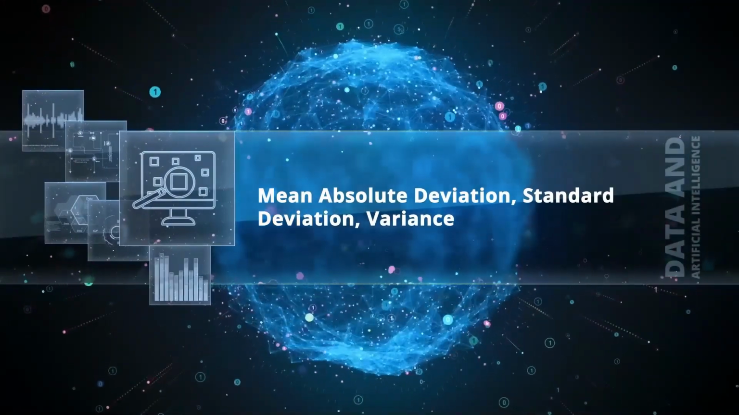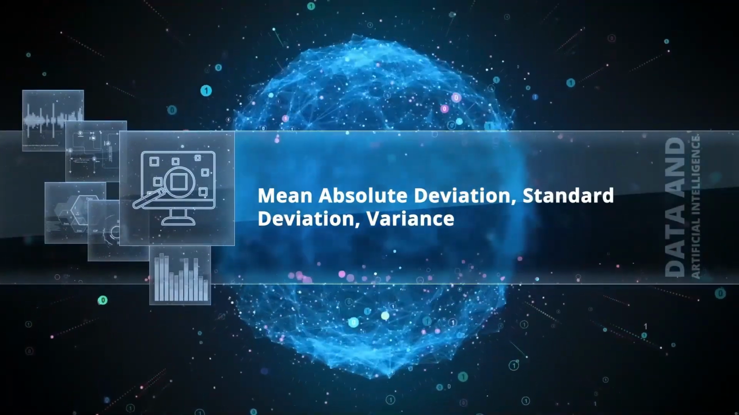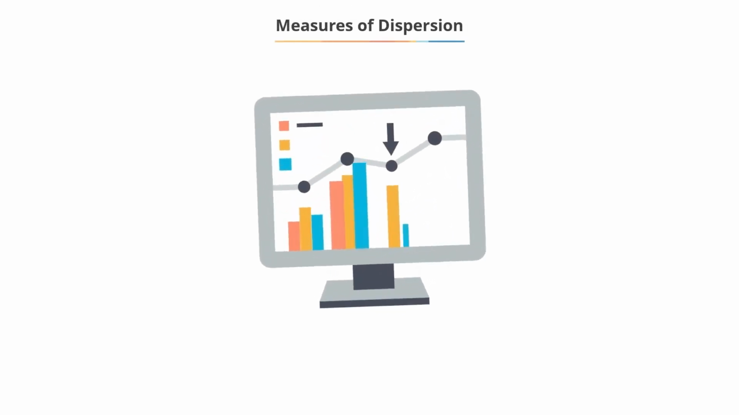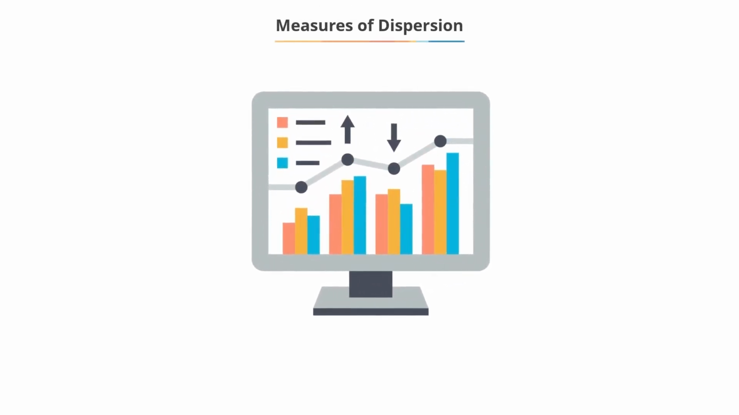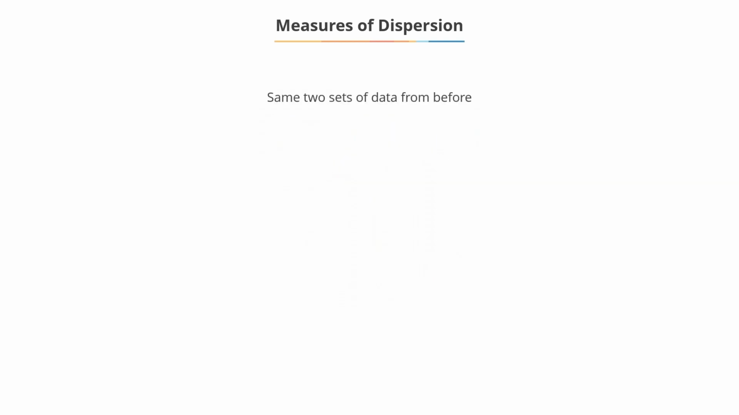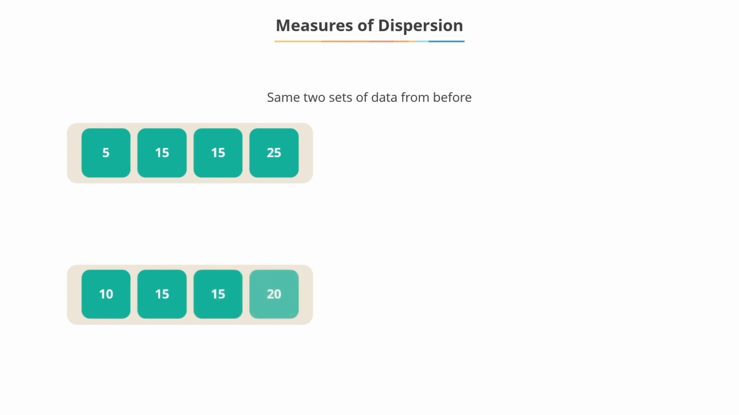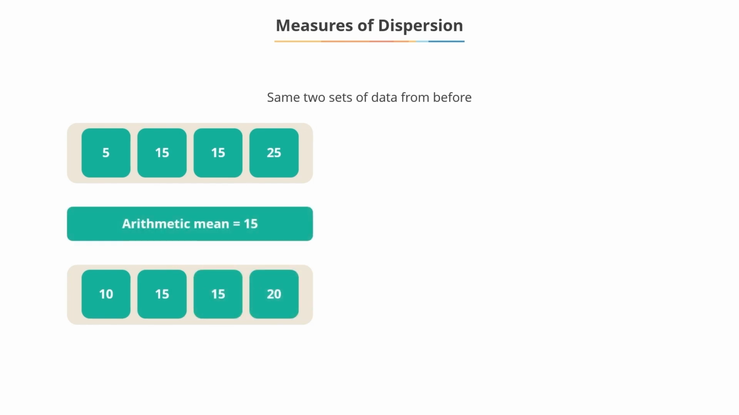Mean absolute deviation, standard deviation, variance. In this video, we will discuss measures of dispersion based on all observations, taking the same two sets of data from earlier videos. 5, 15, 15, 25. 10, 15, 15, 20. The arithmetic mean in both cases is 15.